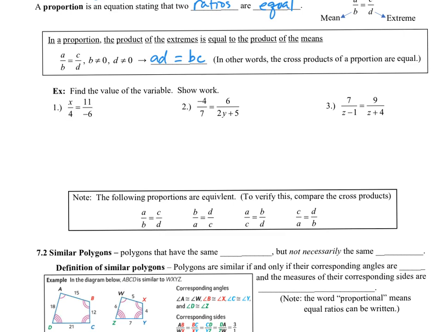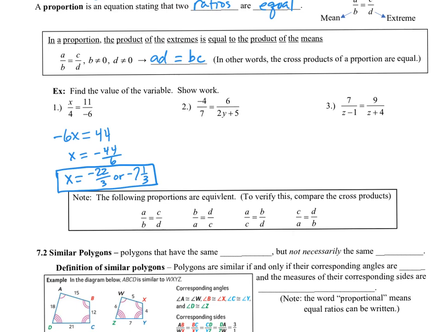x over 4 equals 11 over negative 6. We can use the fact that the cross products are equal to each other. So if I multiply the extremes together, I get negative 6x, and that product will be equal to the product of the means, 4 times 11, which is 44. Then we divide both sides by negative 6, and we get x equals negative 44 over 6. Of course, we could reduce that, so x would be negative 22 thirds. Or if you wanted to, you could turn that into a mixed numeral, but really, you don't need to. The negative 22 thirds is just fine. All right? Okay, example number 2.